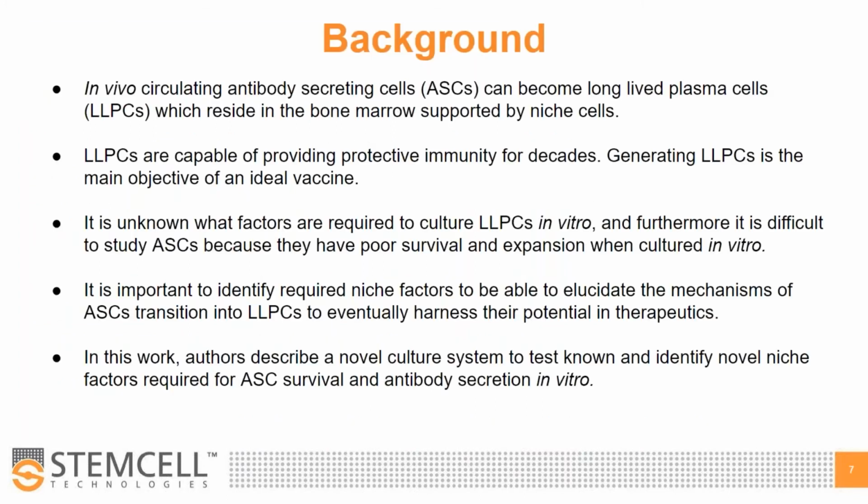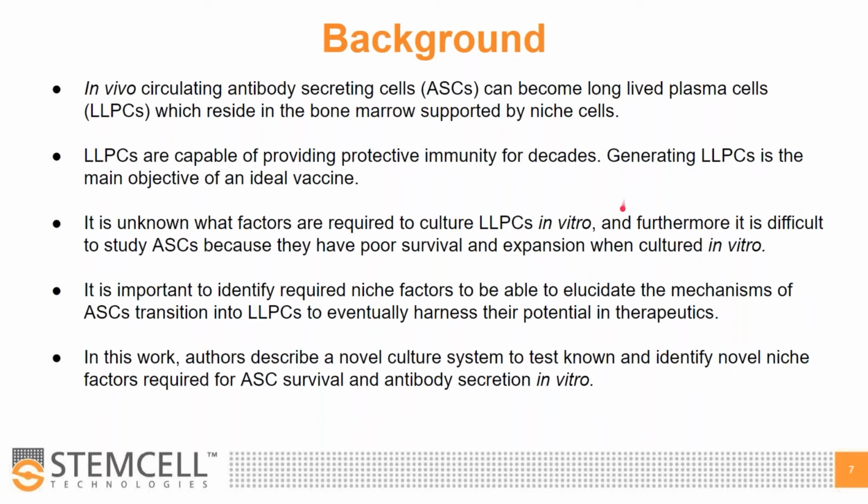So first, I'm going to take you through some background. As we already know, in vivo, circulating antibody-secreting cells can become long-lived plasma cells, which reside in the bone marrow, and these are supported by niche cells. Long-lived plasma cells are capable of providing protective immunity for decades, and the ultimate goal of many vaccines is to generate long-lived plasma cells to confer long-term protection.